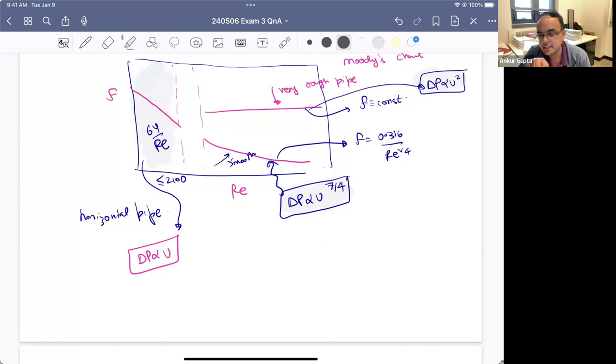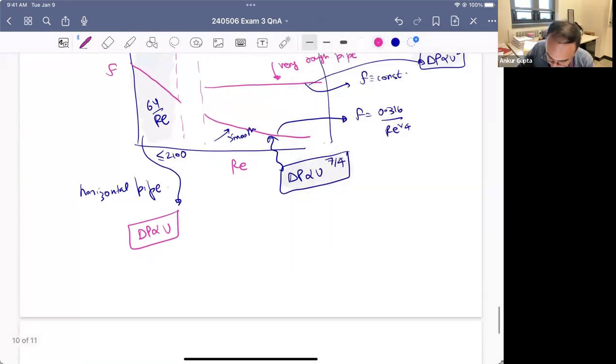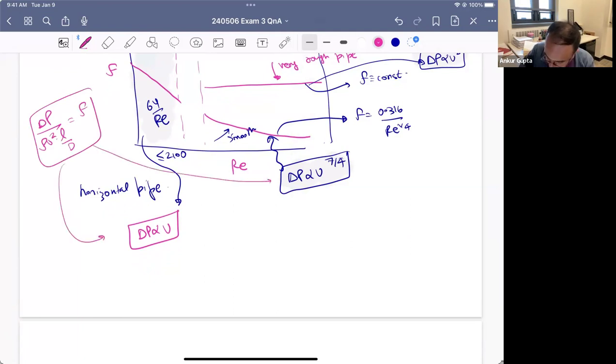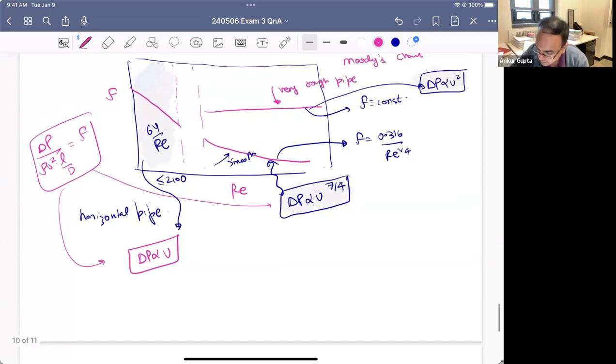I'm happy to derive these as well, but you just have to plug in the formula of F into delta P by rho U square by 2 into L by D is equal to friction factor, and you will be able to get these proportionality constants. Obviously, this is assuming that the pipe is the same, length and diameter is the same. Assuming that is true, you can say these relationships.